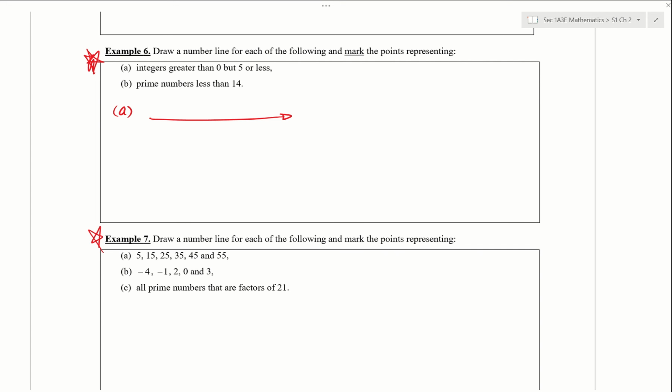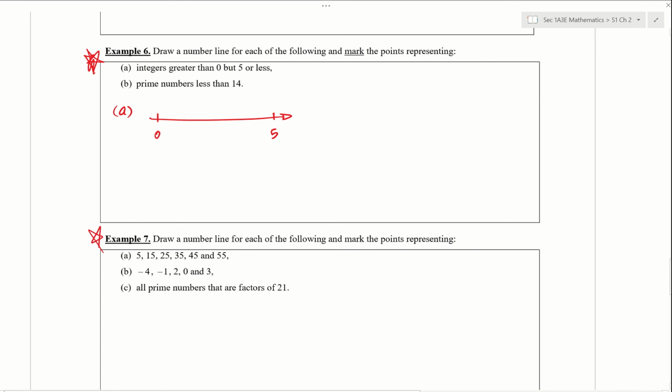Draw a horizontal line with a right arrow head pointing to the right, indicating that it continues on and on. So this is a number line, but there are no numbers yet. This is an incomplete number line. Let us put in some numbers as reference. Reference numbers are really up to you, as long as you are able to answer this question: greater than 0 but 5 or less. So minimally, you must show me 0, and you must show me 5, right?